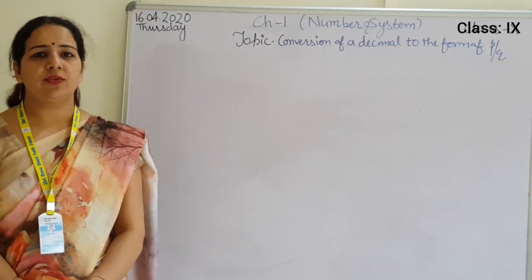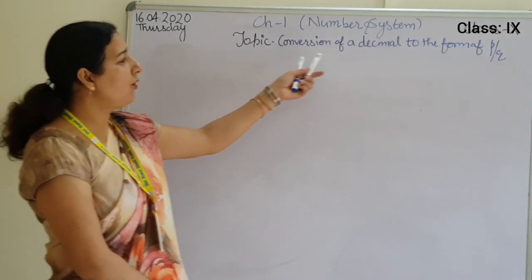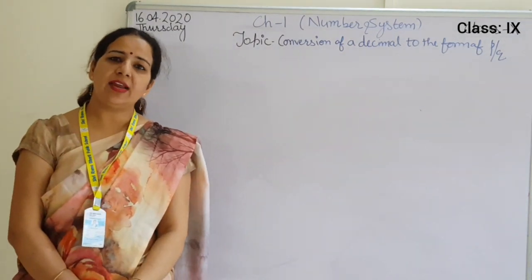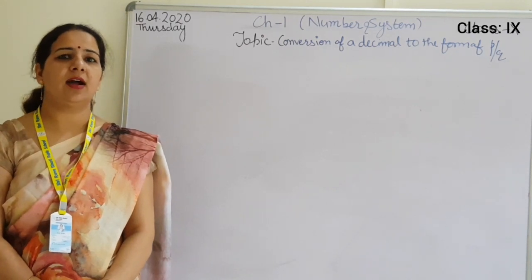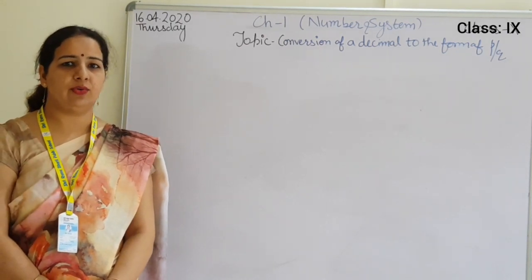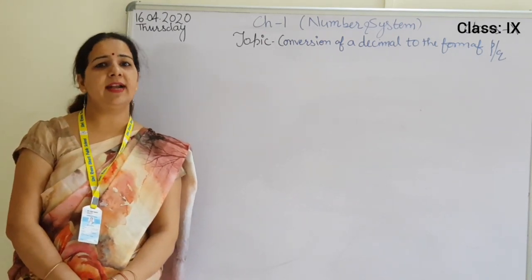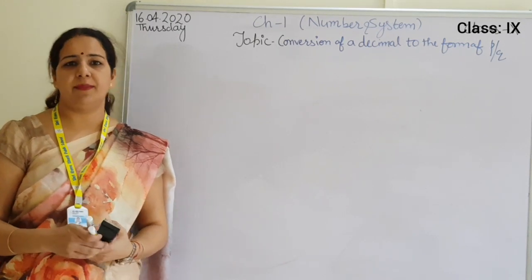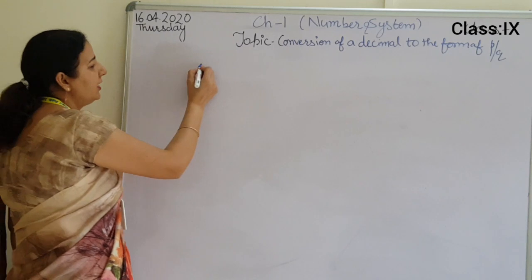Now today we are going to start our next topic, that is conversion of a decimal to the form of p by q. Means if a decimal number is given, how will you convert it in the form of p by q? First of all, let me tell you about the decimal number. Decimal numbers will be of three types, as you have already completed during our earlier classes.